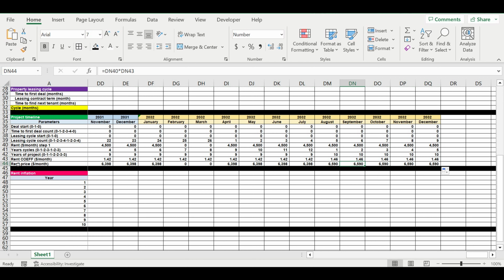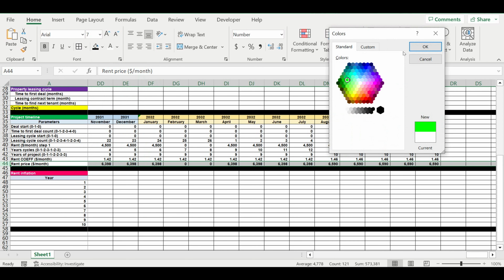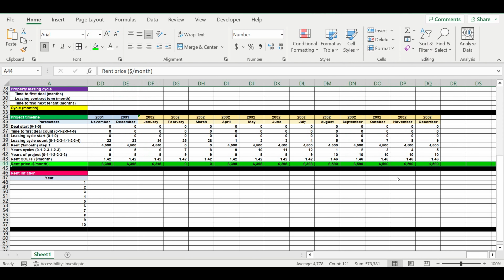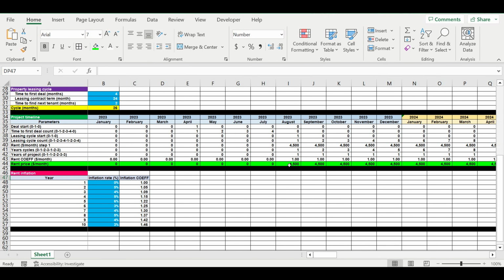So now I have my revenues inflated. These are the revenues. These values will go to the cash flow statement later. So I'm coloring it with green. So now we are done with revenues.